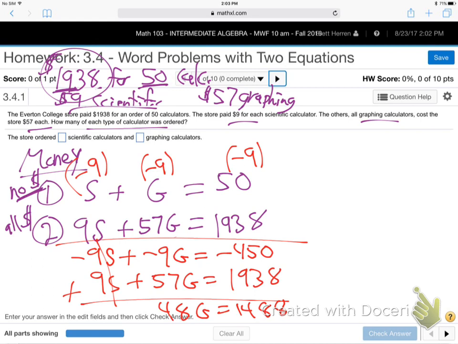And then just divide by the 48, right? Divide by the 48. And so g, what's that number? 31. So they must have bought 31 graphing calculators.